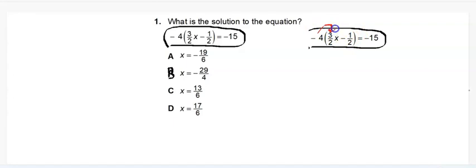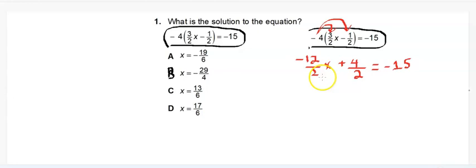So I'm going to distribute -4 to 3 over 2x. So -4 times 3 over 2x is going to give you -12 over 2x. Remember, 4 times 3 is 12, and under the 4 is a 1, so 1 times 2 is 2. All right, -4 times -1/2. A negative times a negative is a positive. -4 times -1 is +4, and that will be 4 over 2 equal -15.